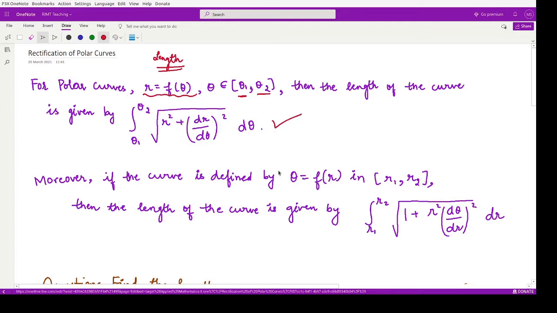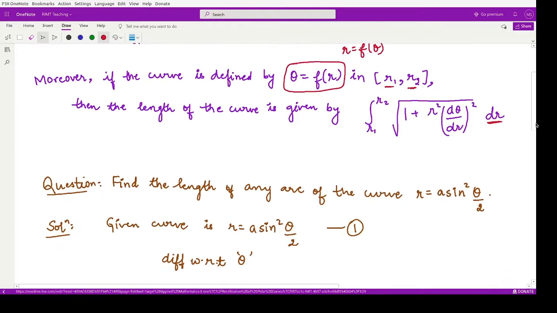Moreover, sometimes theta is given in terms of r. In that case, instead of calculating r in terms of theta, you can use this formula, where the values of r are given in the range r1 to r2. That is integration from r1 to r2, because here the integration is performed with respect to r. This is equivalent to the square root of 1 plus r squared (d theta by dr) whole squared. So this is the formula.